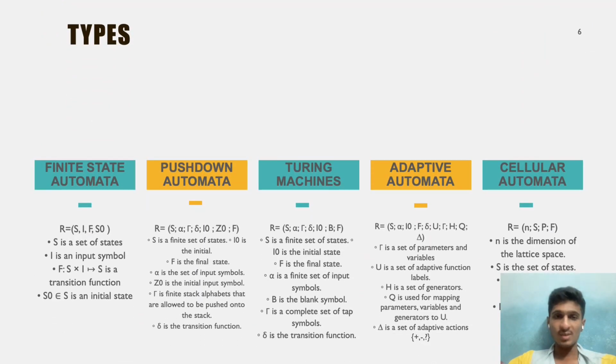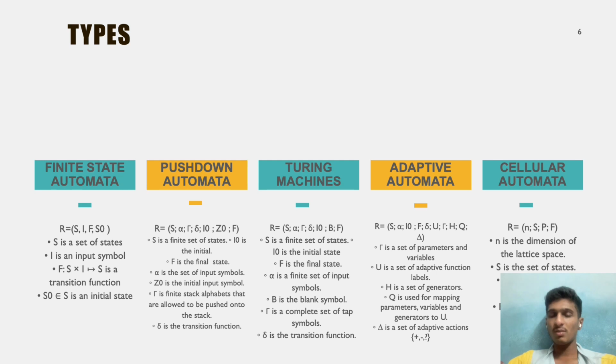We shall now discuss the types of automata. There are several types of automata, including finite automata, adaptive automata, and cellular automata. Finite state machine is a mathematical model of computation. It consists of a finite number of states and transitions between those states. It is used to recognize patterns within input sequences.